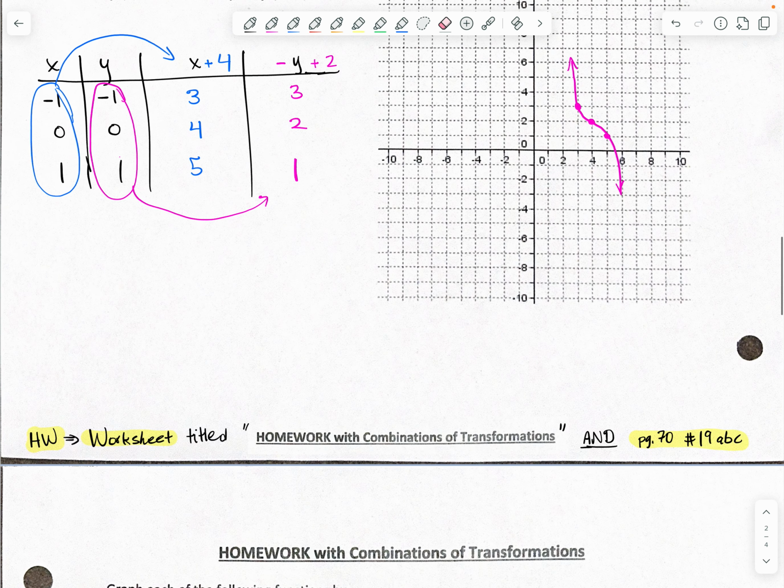And then from the Nelson Functions 11 textbook, I want you to go to page 70 and complete question number 19, A, B, and C.